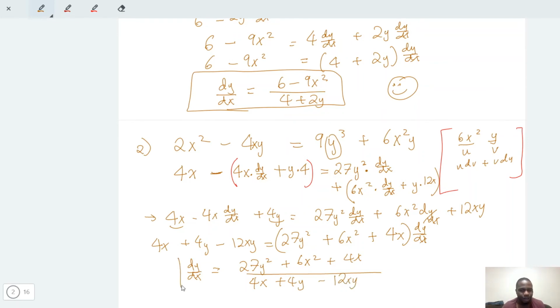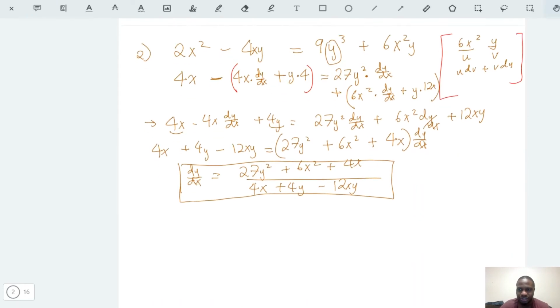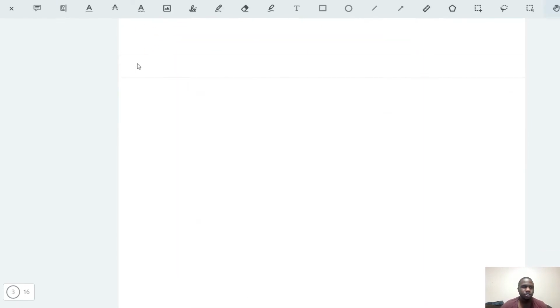Okay? I hope that makes sense. So that is it for that problem. We're going to do one more problem. I'm going to try and introduce a sine and cosine or maybe a natural log there just so that you can see how it works. Okay? So problem 3, and I think we'll conclude with this problem.